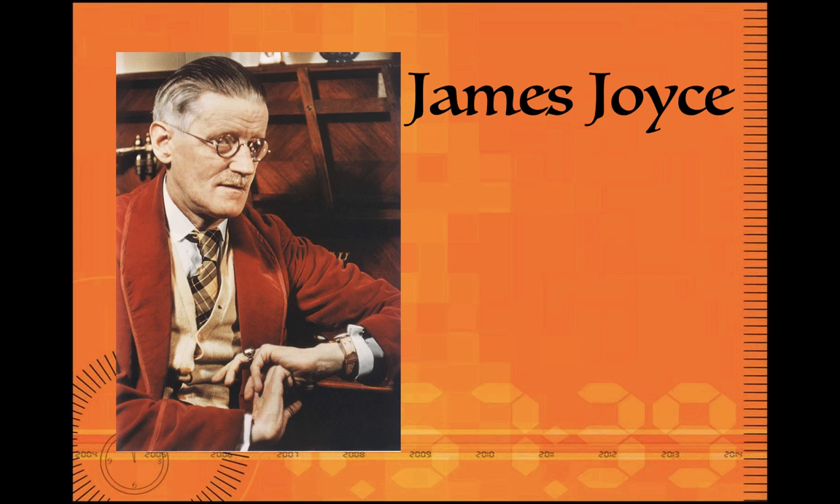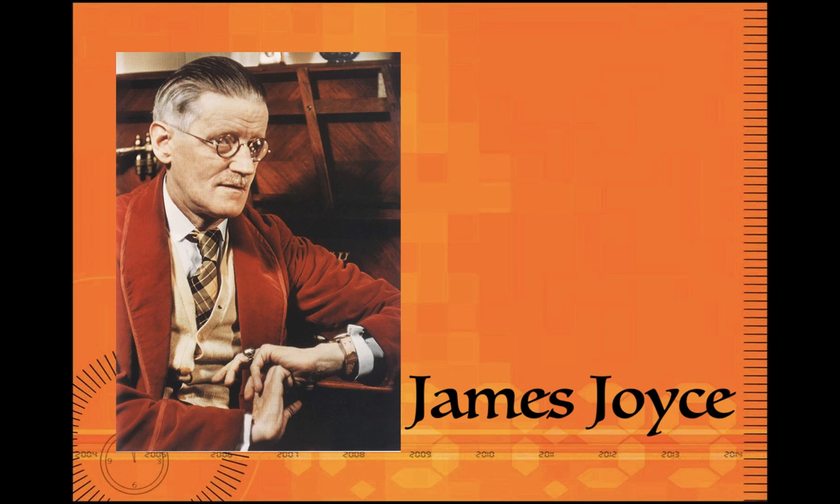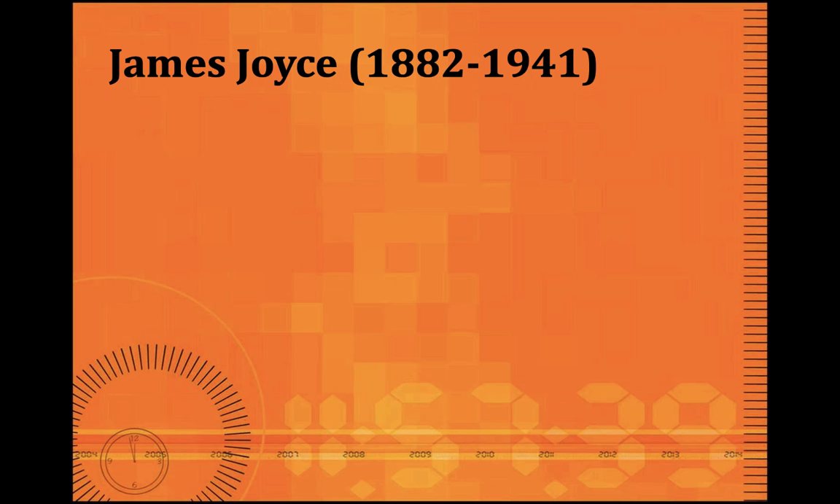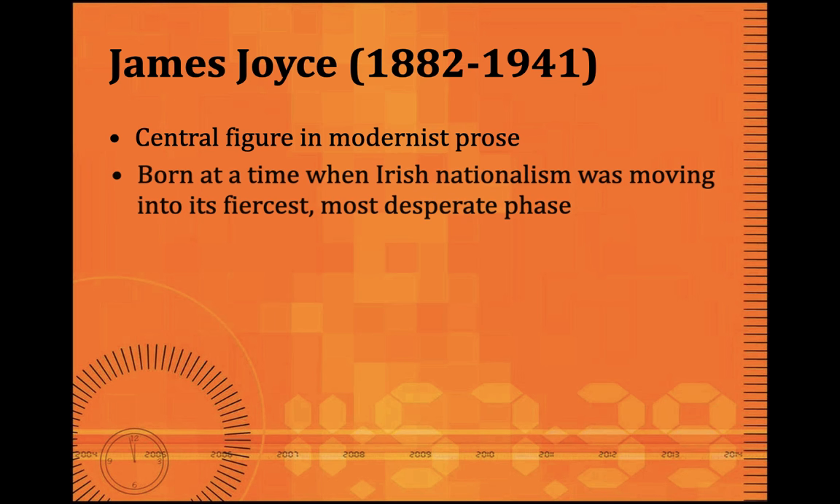Hello guys. This is a video on a very important modernist writer, James Joyce. James Joyce was born in Ireland in 1882 and he died in 1941. He was a central figure in modernist prose, and he was born at a time when Irish nationalism was moving into its fiercest and most desperate phase. You can see this phase of Irish nationalism depicted in Joyce's Portrait of the Artist as a Young Man.